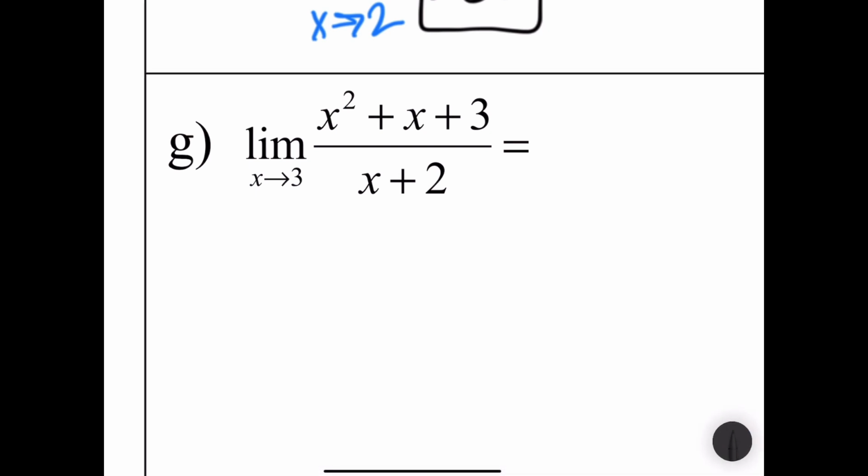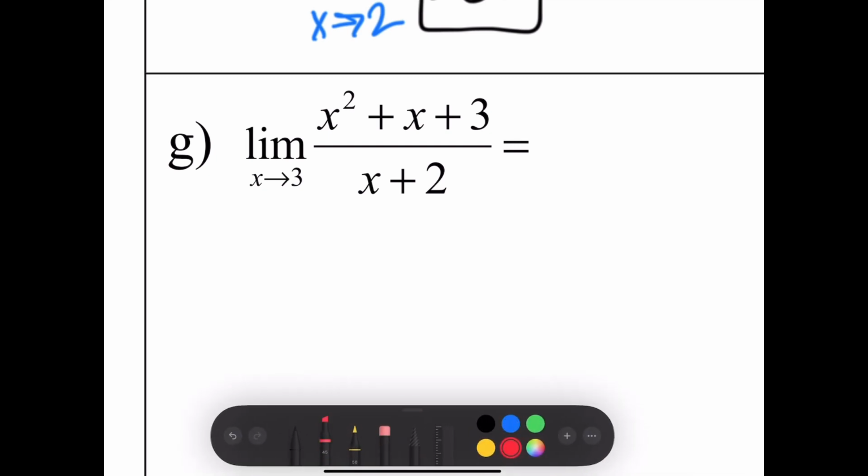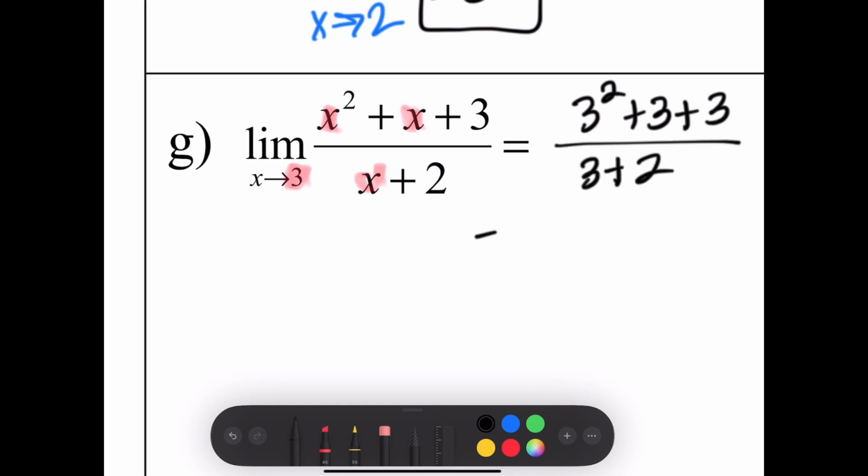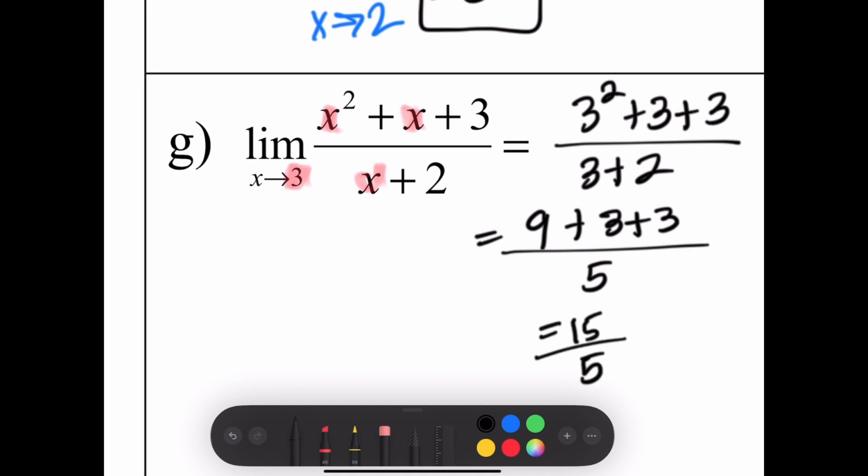Here, I have one of those functions and approaching a value of that function. So I plug in this value of 3 anywhere I see x. Let's go ahead and do that. I'm going to get 3 squared plus 3 over 3 plus 2. 3 squared is 9. 9 plus 3 is 12, plus 3 is 15. And 15 divided by 5 is 3. So the limit of this function as x approaches 3 is 3.